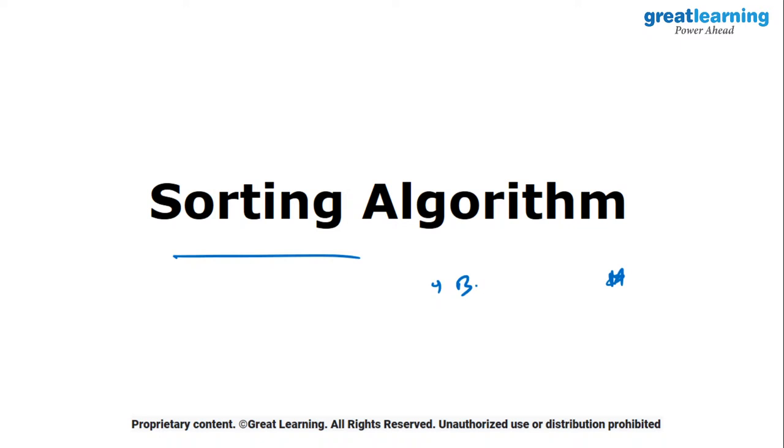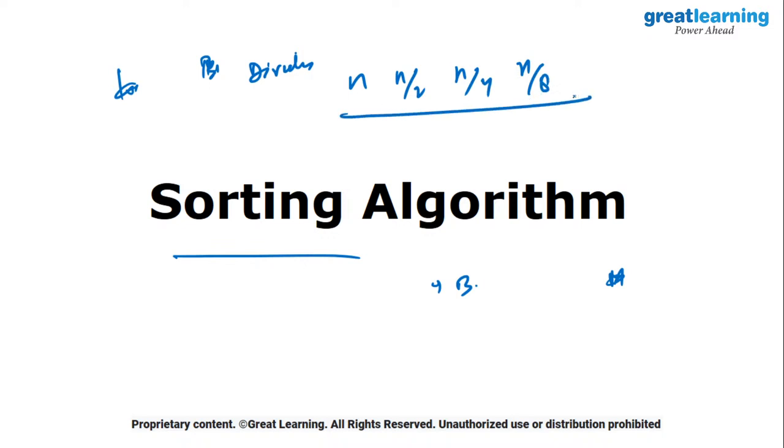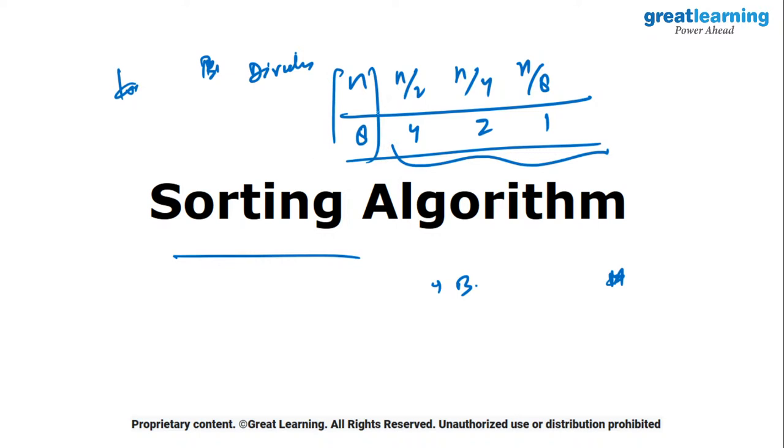What will be the complexity of binary search when you're dividing your search space every time by 2? First time it was n, the next time n by 2, then n by 4, then n by 8. So first it was 8, then 4 elements, then 2 elements, then 1 element. Now you are only traversing 3 times, not counting the first case because we didn't check anything on that array. So you have a loop which is traversing only 3 times.